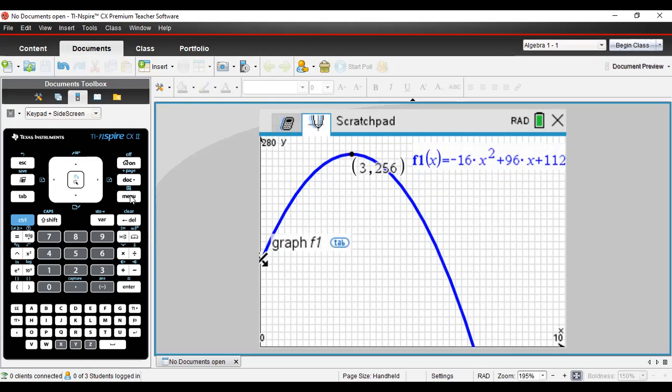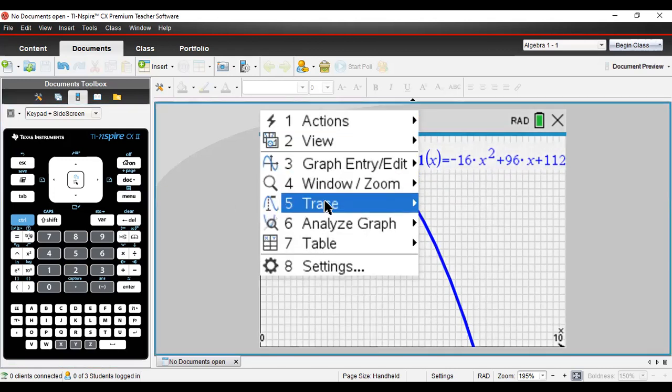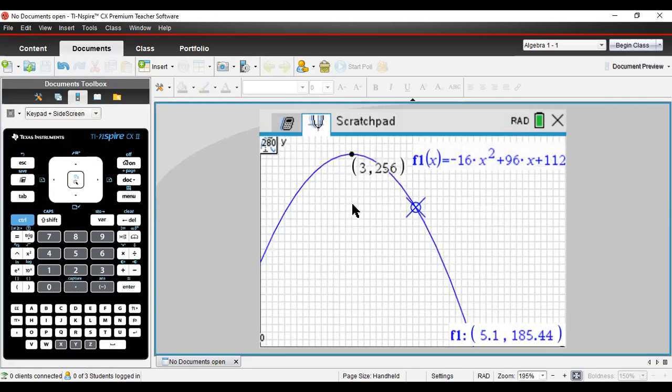If I did menu 51. Now, when I do menu 51, sometimes it changes my graph, and I don't like that. So watch, when I pass the vertex, it shifts it. Actually, it didn't shift it. Oh, so there, look, there's the y-intercept, 0, 112, which is what I told you.